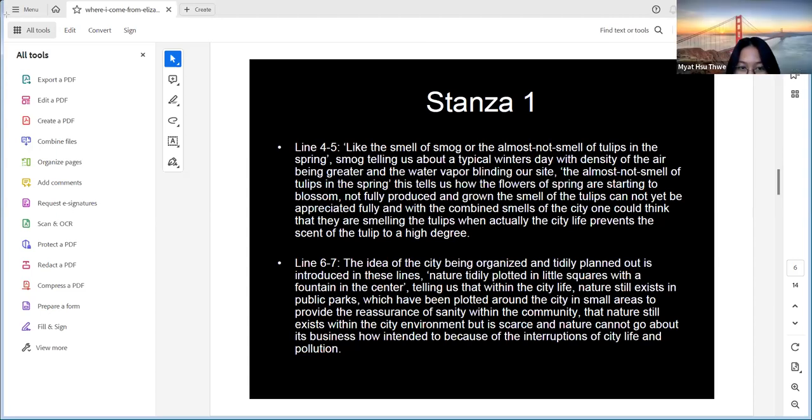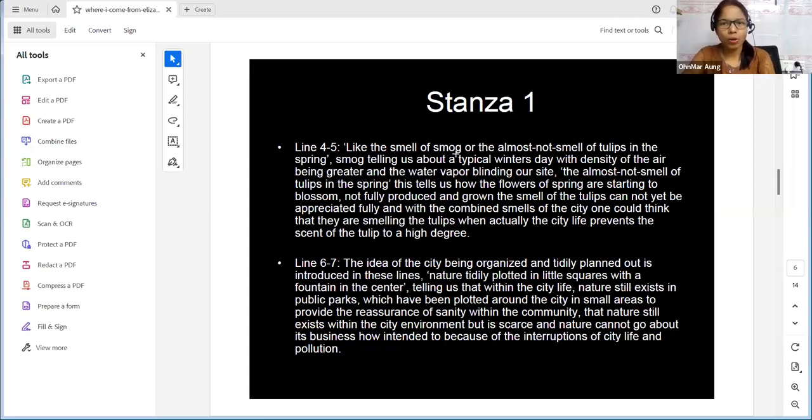Yes, line 4 and 5. Like the smells of smoke or the almost not smell of tulips in the springs, smoke telling us about the typical winter day with densities of the air being greater and the water vapor blinding outside. The almost not smell of tulips in the spring, this told us how the flowers of spring are starting to bloom. Fully produced and grown, the smells of the tulips cannot yet be appreciated fully. And with the combined smells of the cities, one could think that they are smelling the tulip when actually the city's life prevents the sense of tulips to a high degree.